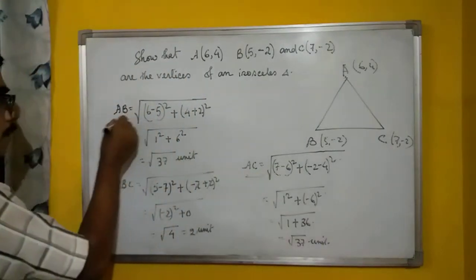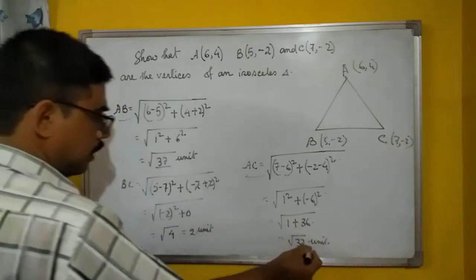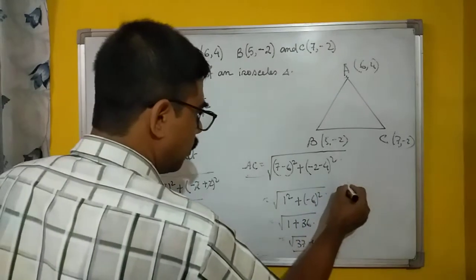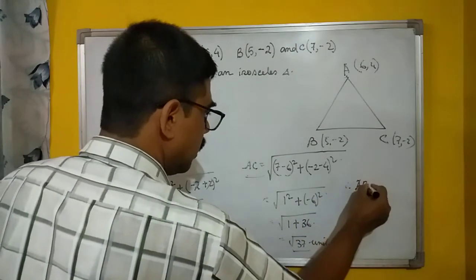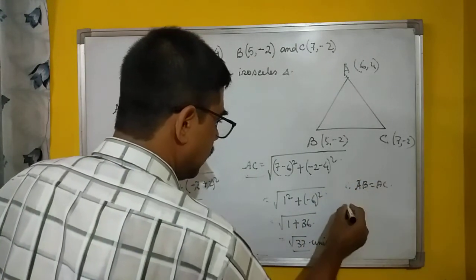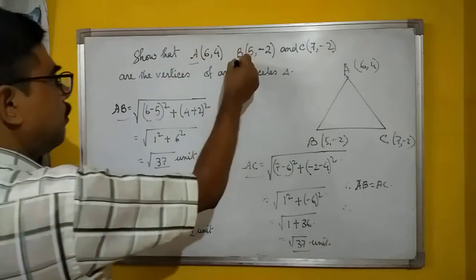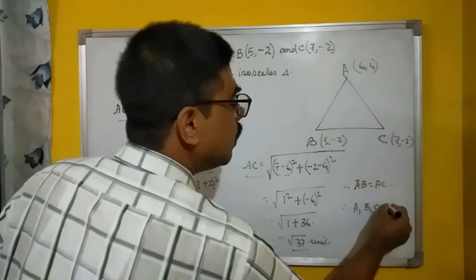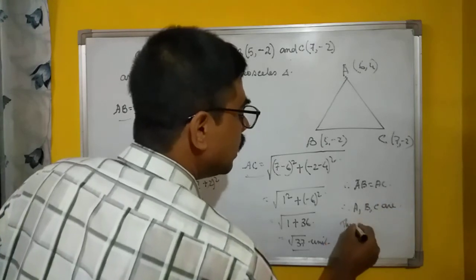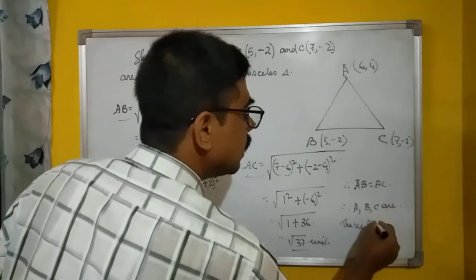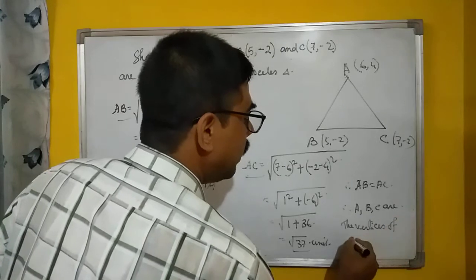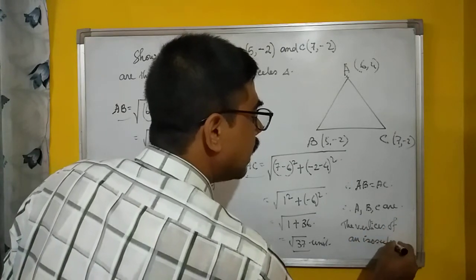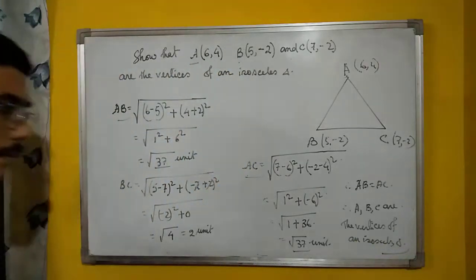Yes, see now that AC and AB are equal, root 37. Therefore AB equals AC, and therefore A, B, C are the vertices of an isosceles triangle. Yes, right? That one.